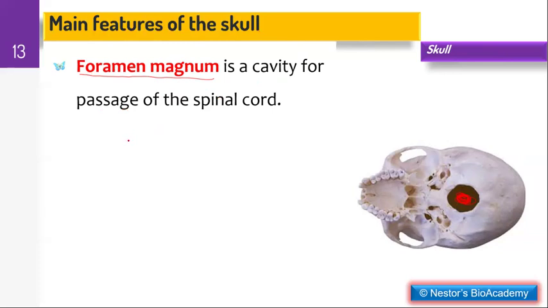If you recall in the previous topic, when you were learning about the central nervous system, you learned that the central nervous system is made up of the brain, and then on the posterior end, there was an extension that was descending lower into the vertebral column, forming the spinal cord. So this foramen magnum provides the passage for the spinal cord to descend lower into the vertebral column.